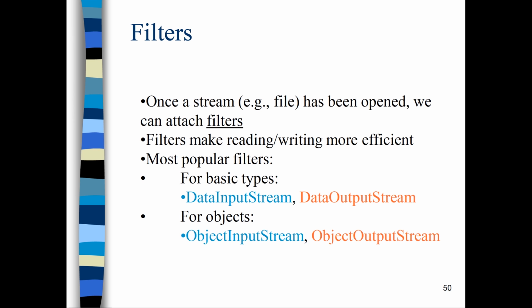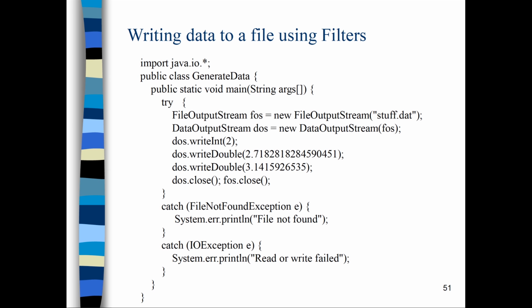And filters: once a stream has been opened, we can attach filters. Filters make reading and writing more efficient. The popular filters that we are going to use in our succeeding lectures are DataInputStream, DataOutputStream, ObjectInputStream and ObjectOutputStream. For objects we use ObjectInputStream and ObjectOutputStream, and for basic types we use DataInputStream and DataOutputStream. So how do we write data to a file using filters? Similarly, the same function. We first create an output stream, then we use this filter, DataOutputStream. We pass the FileOutputStream object to the DataOutputStream, and then we write something into that file and we close it.